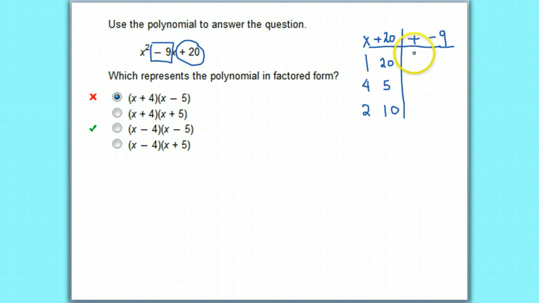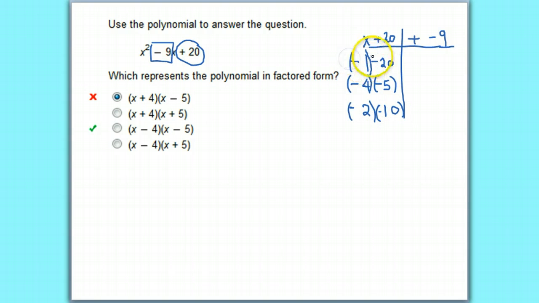Okay, and then you're going to go through and you're going to say, okay, do any of those add to negative 9? Oh, and, okay, so a good thing to notice, a negative 9, if I do 1 plus 20, 4 plus 5, 2 plus 10, none of those are going to add to a negative. So don't forget that not only does positive 1 times positive 20 multiply to a positive 20, but a negative 1 times a negative 20. Remember, a negative times a negative is a positive. Okay, so negative 4 times negative 5 would also multiply to positive 20. Negative 2 times negative 10 would also multiply to positive 20.